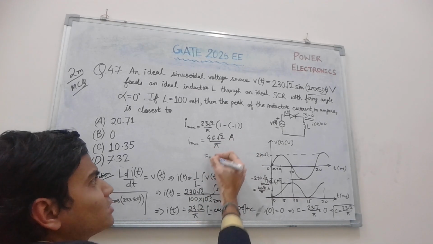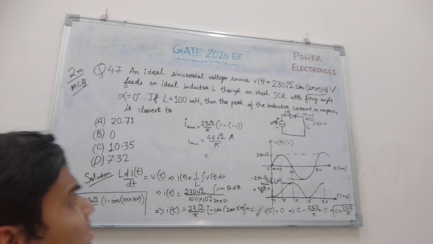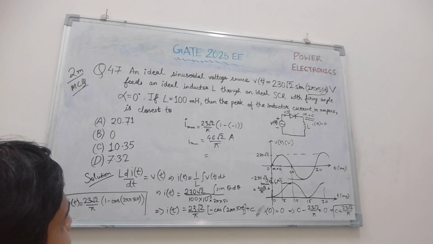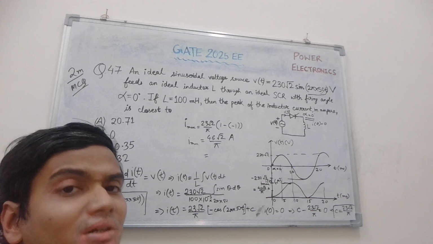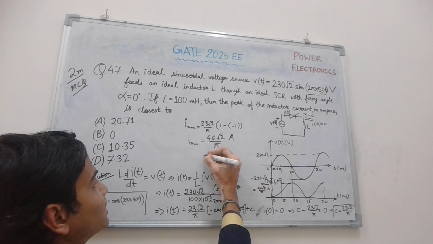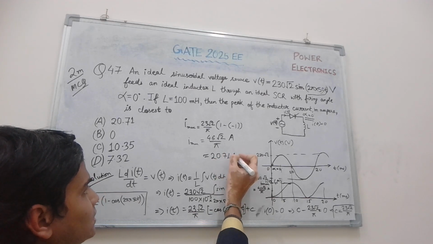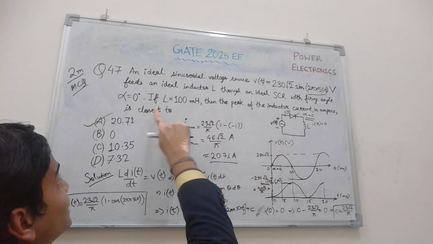We put this in the virtual calculator. I think you will get the value closest to 20.71, if I am not wrong. You can try it out and put this in the virtual calculator. You get it nearly as 20.71 amperes, which matches option A. The peak of the inductor current in amperes is 20.71.